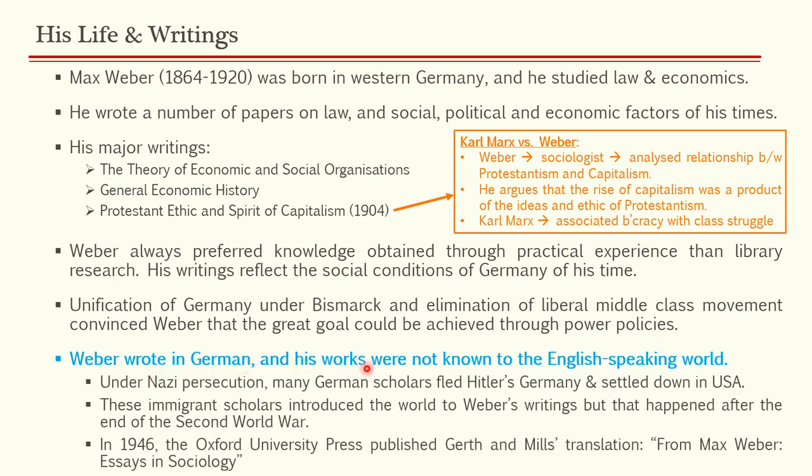Weber wrote in German and his works were not known to the English speaking world. Now as we have seen in our Fayol lecture, the same thing happened with Weber and Fayol both. Fayol was French, Weber was German, and they wrote in French and German respectively. To the English speaking world, to the Western countries of USA and others, their work did not become popular till very late, when their works were translated into English.